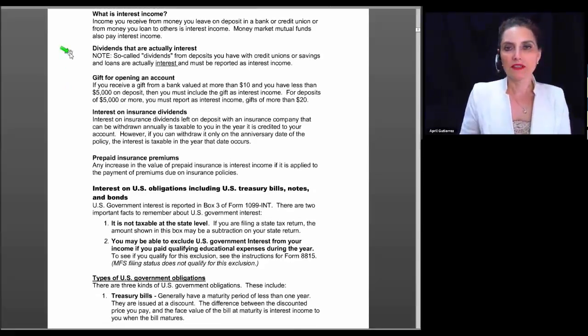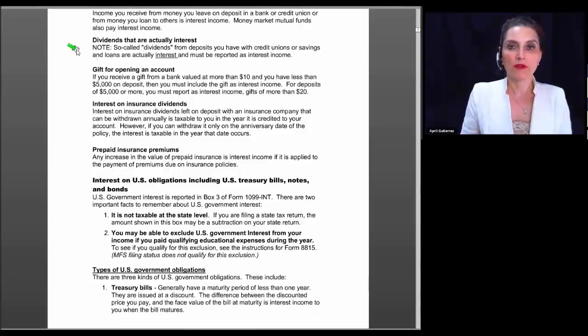Watch out for dividends, especially credit unions. They like to refer to interest payments to their members as dividend payments, but dividends that are actually interest need to be called interest on the tax return. So although your client may not refer to the dividends they received on their credit union account as interest, you need to know that they are interest.